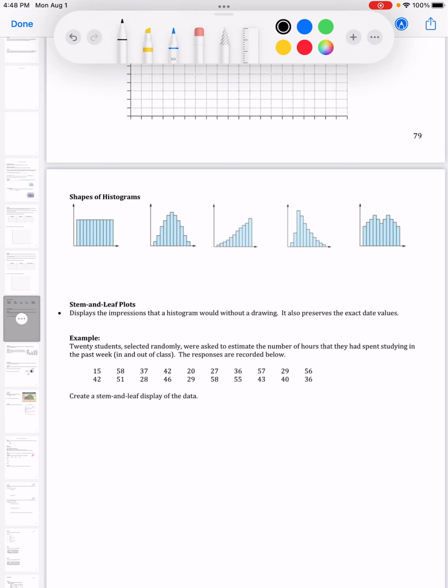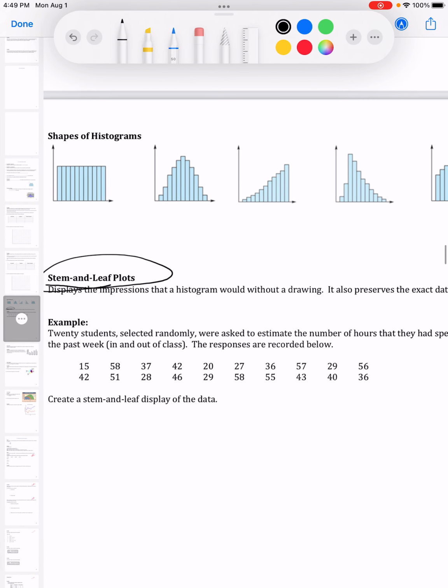Let's continue looking at some other ways we can display data. So next I'm going to look at a stem and leaf plot. You might have seen these before. They do come up, but it's probably been a little bit. So what I'm going to do is split my data into the ones place, and in this case the ones place is whatever is furthest to the right.